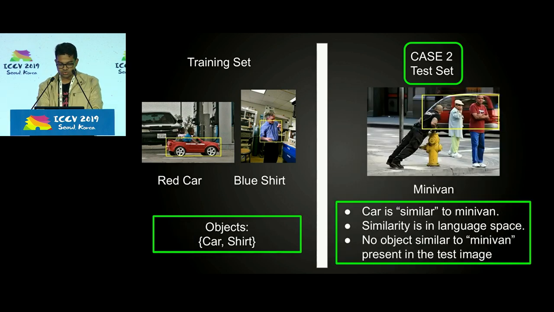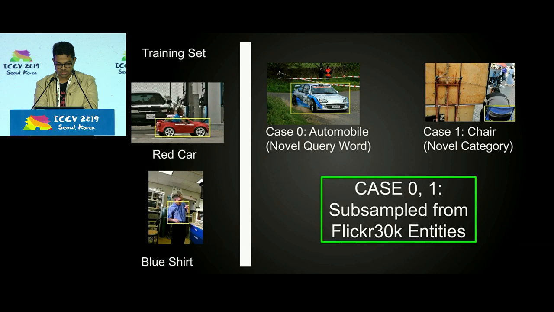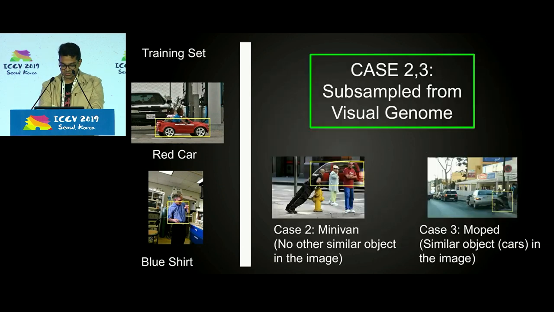In cases two and three, objects similar to the query are seen in the training set. For example, car is similar to a minivan, which is seen in training. Note that we are using similarity only in the language space. In case two, no other similar object to minivan, like a car, is seen in the test image. However, in case three, at least one similar object to the queried object, like the car for moped, is also present in the test image, which requires additional disambiguation. For evaluation, we create datasets for each of these cases by subsampling Flickr30K and Visual Genome.